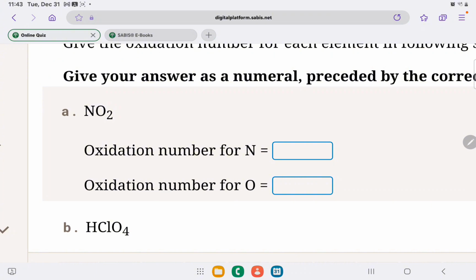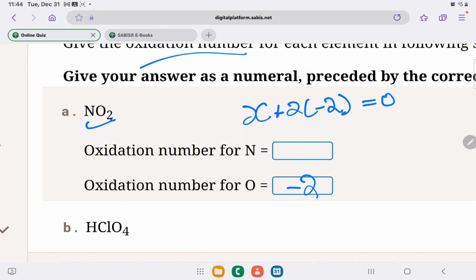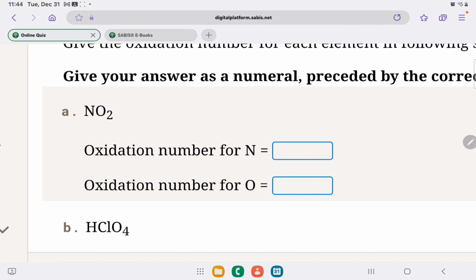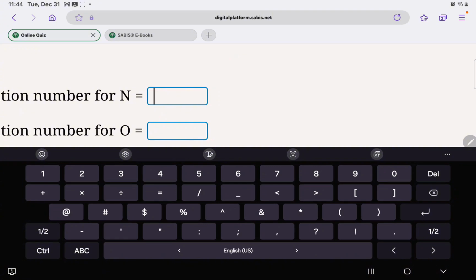We're going to have to find the oxidation numbers. NO2: oxygen is always -2, and we have to find nitrogen, so x plus 2 times -2 is equal to 0. I did 2 times -2 because the oxidation number of oxygen is always -2 and we have 2 oxygens, so x minus 4 is equal to 0. Nitrogen is +4, so +4 and -2.